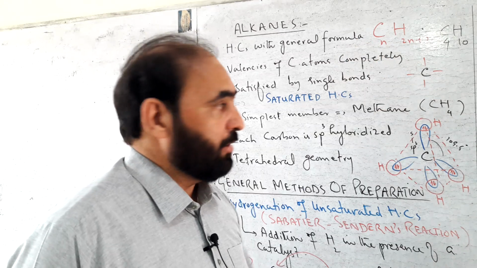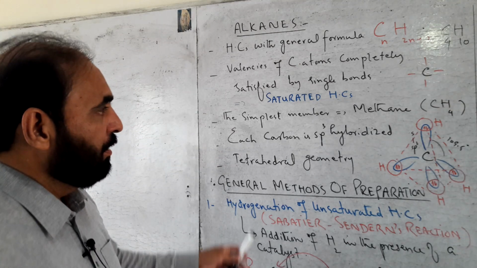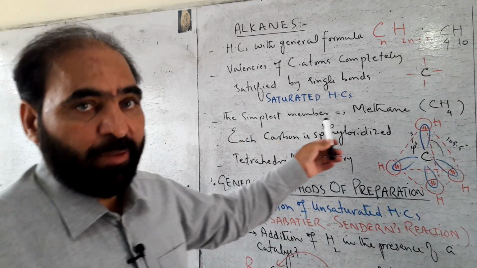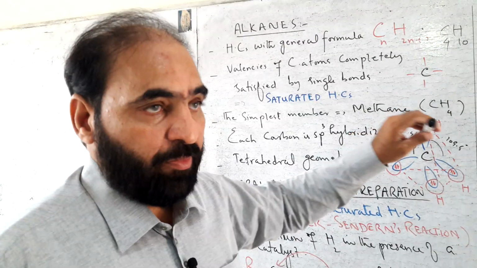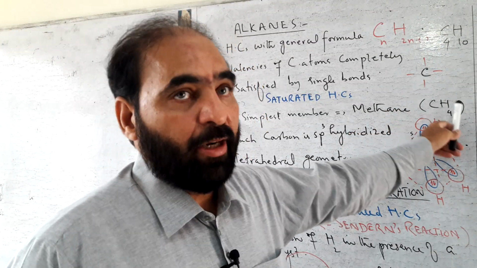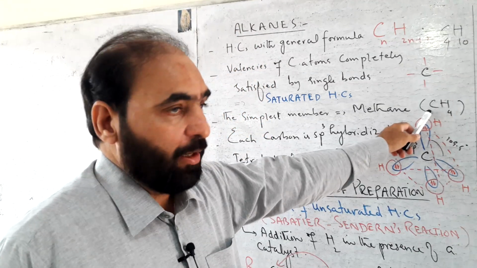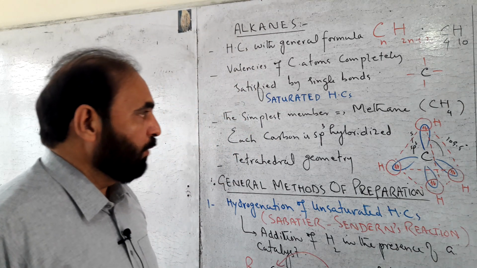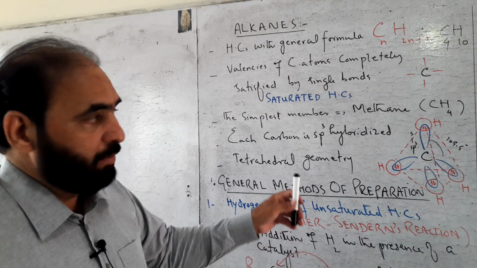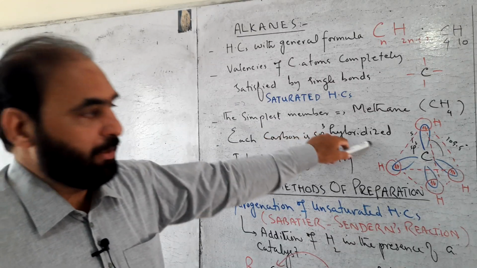Of further hydrogen atoms with carbon atoms of the chain. The simplest member of this family is with one carbon atom, that is methane. With one carbon atom, the number of hydrogen atoms is 4, CH4. All the 4 valencies of carbon are satisfied by a hydrogen atom. So when carbon makes 4 single bonds, it is sp3 hybridized.